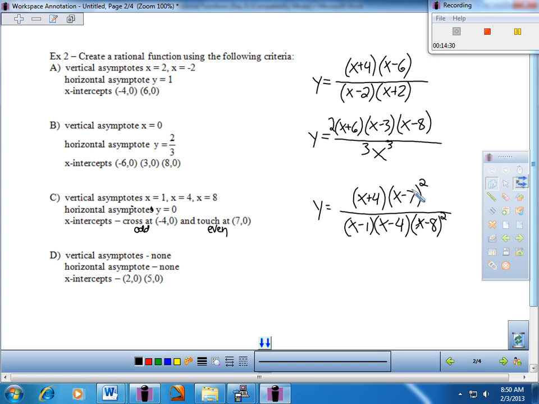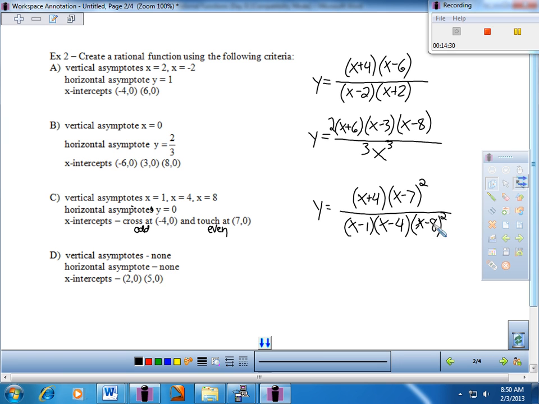So questions always arise: does it matter if I put the squared here? No, not at all. Could I have done a cube or to the 4th? Theoretically, there are an infinite number of answers here. As long as the degree on top is smaller than the degree on bottom, you've done it. Okay, good. 3 down.